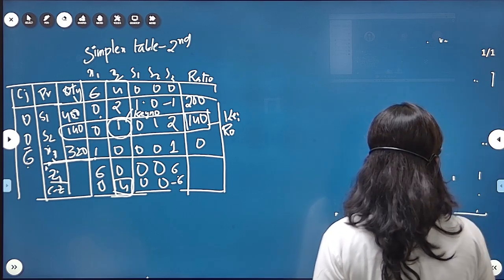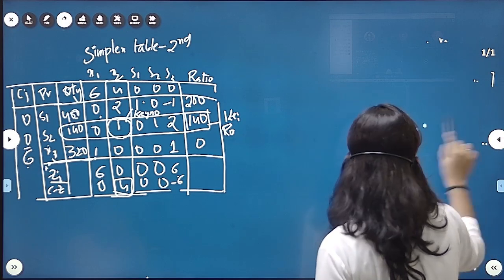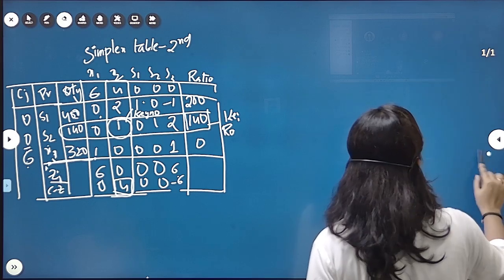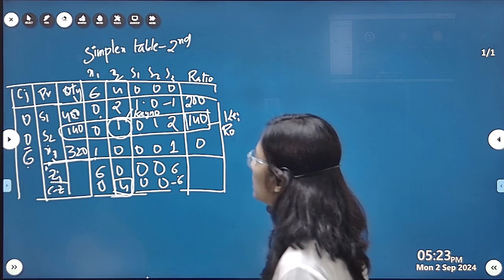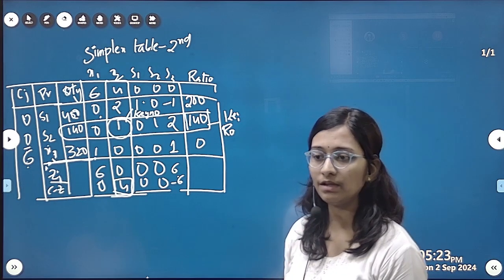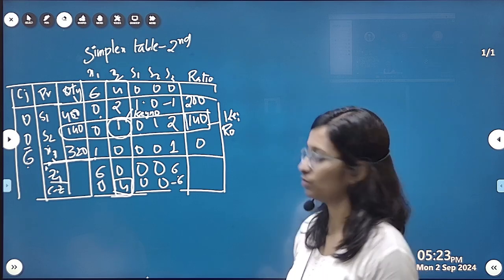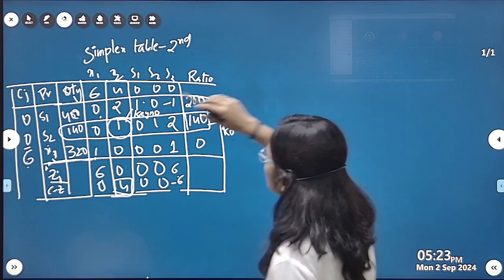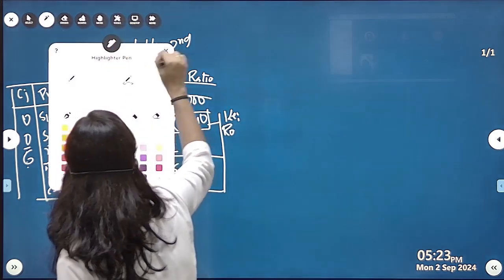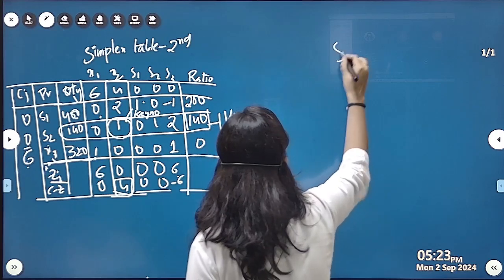What's the key row? Key row is S2 and the key column is X2. So S2 will be replaced by X2. So now write the table. So table 3, right? Simplex table 3.